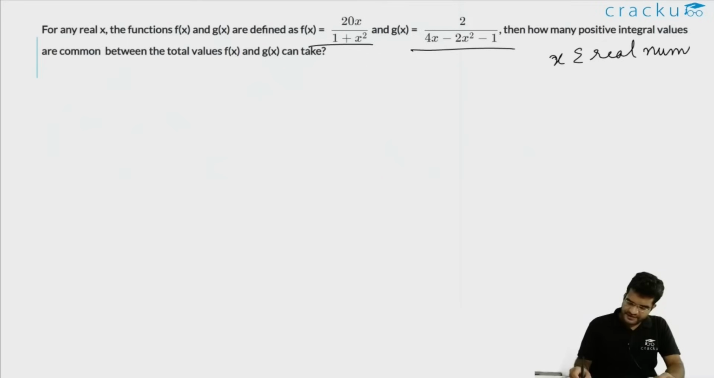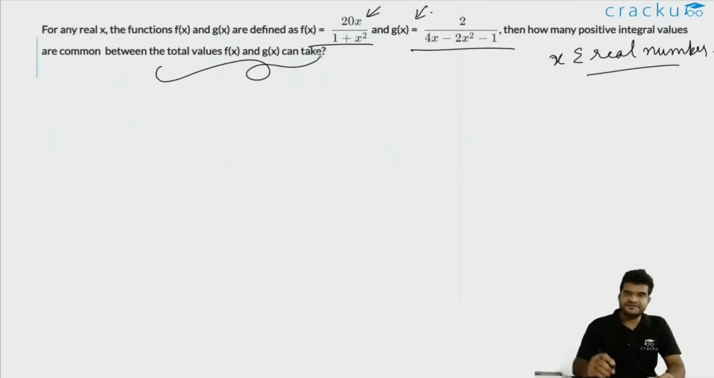Now based on the value that x takes, both f of x and g of x will have two respective ranges. Now we are required to find out how many positive natural numbers are common between these two ranges of f of x and g of x. That is, amongst all the values that f of x can take and amongst all the values g of x can take, how many natural numbers are common between these two ranges.